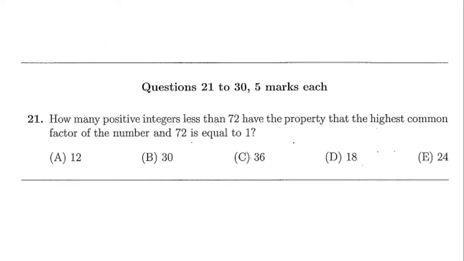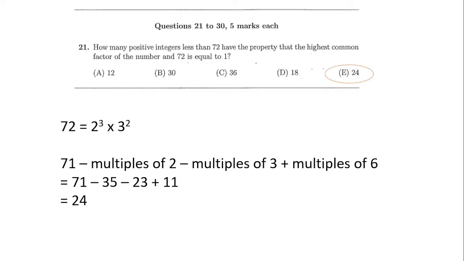Question 21. How many positive integers less than 72 have the property that the highest common factor of the number and 72 is equal to 1? So if you work out the prime factorization of 72, you get 2 cubed times 3 squared.